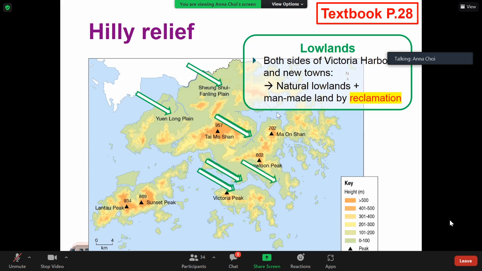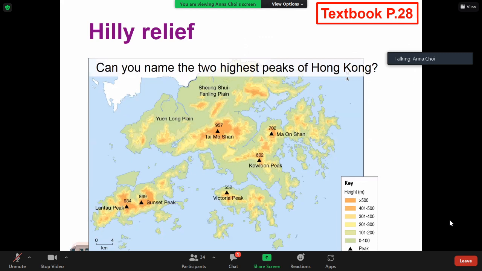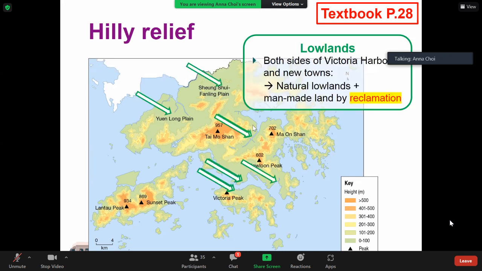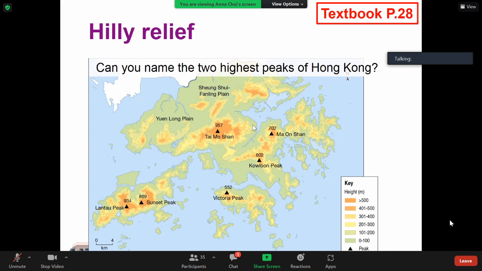So basically, in these sessions, I just want you to have some general idea related to the relief in Hong Kong. Any idea which two hills in Hong Kong are the highest, just based on this map? What about class number 33? Tai Mo Shan. Yes, Tai Mo Shan. Any more? Ma On Shan. Ma On Shan, really?